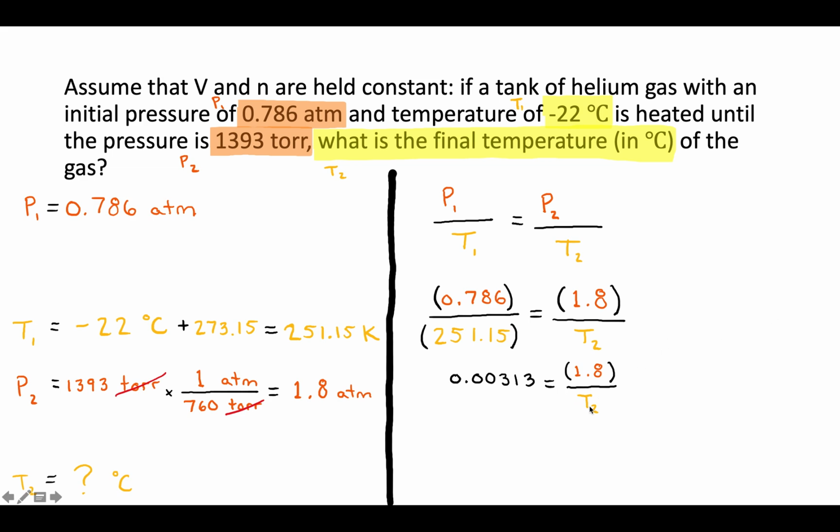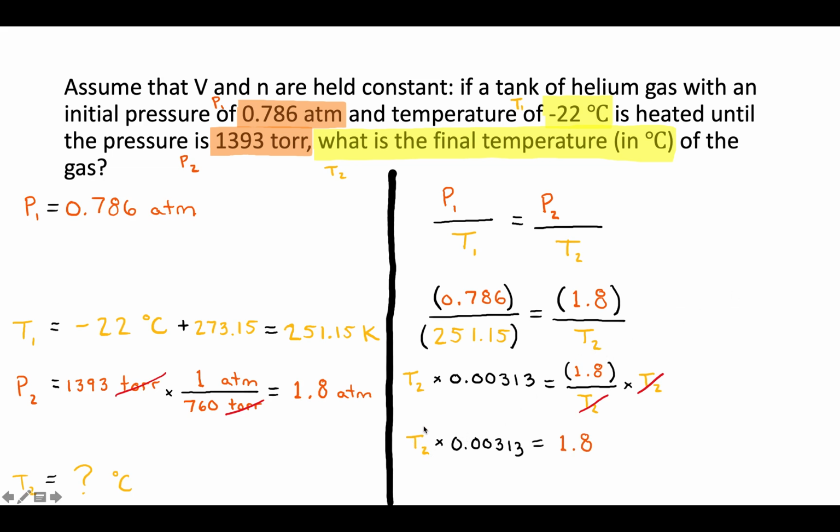Now what we want is T2 all by itself on the top of a fraction. So the first thing we have to do is get it to the top. The way we get it out of the bottom of that fraction is to do the opposite operation that's being done right now. This is division. We're going to do multiplication by T2. Now if you do that to one side, you've got to do it to the other. T2 cancels on the right, and we're left with T2 times 0.00313 equals 1.8.